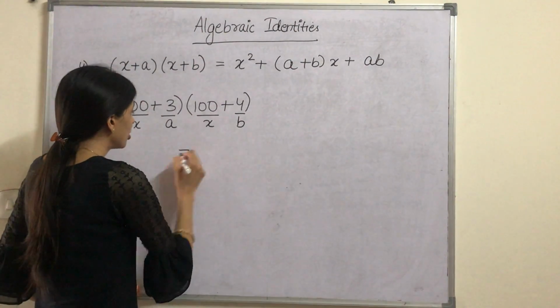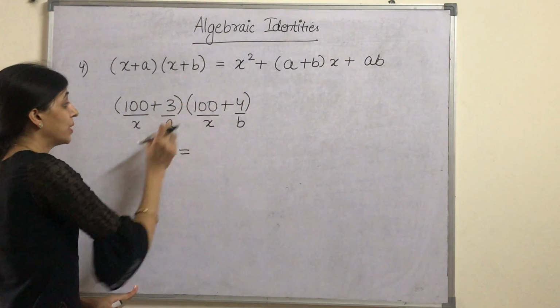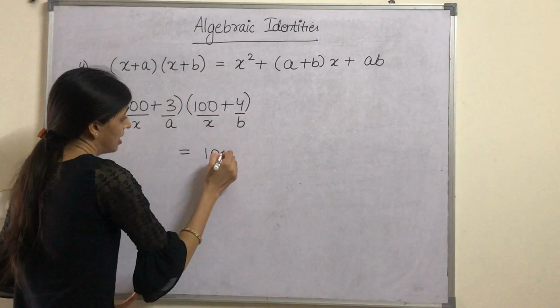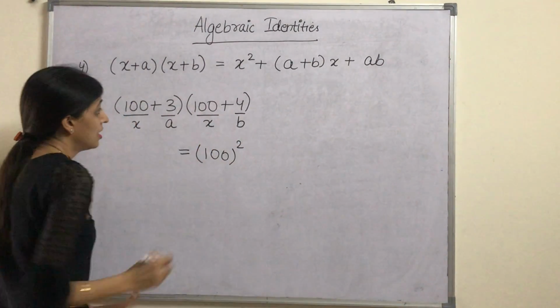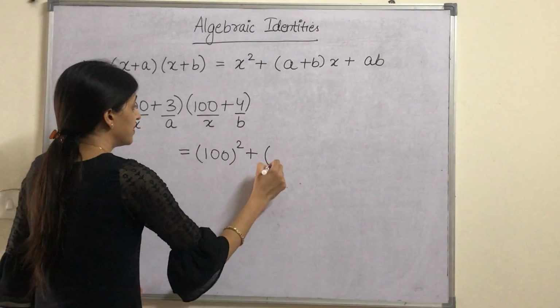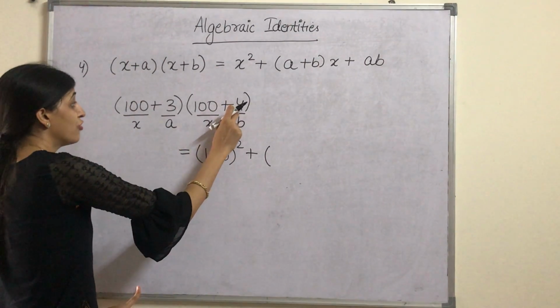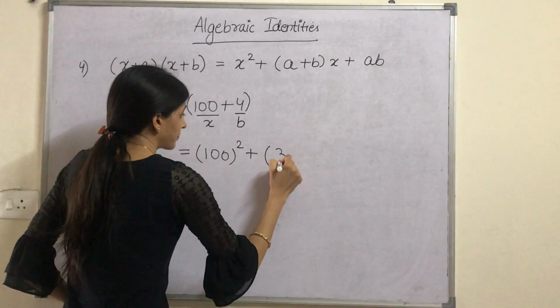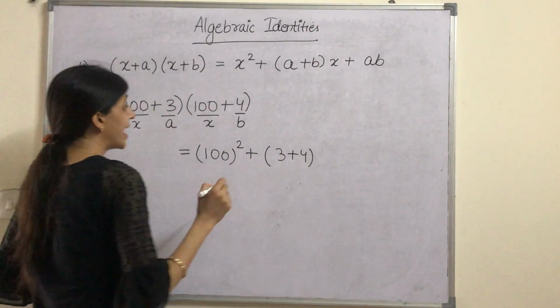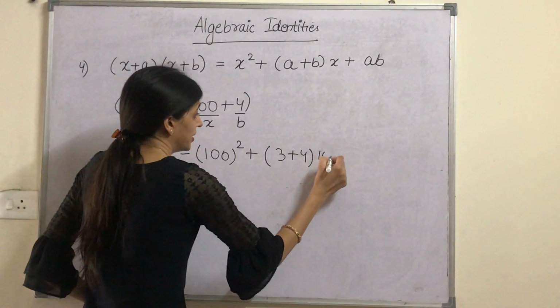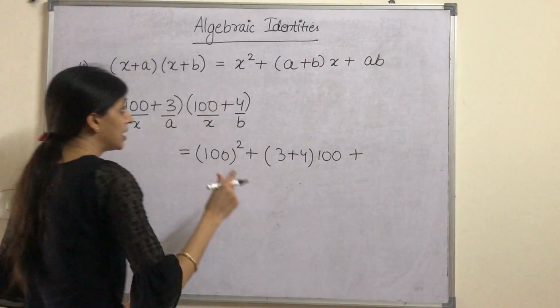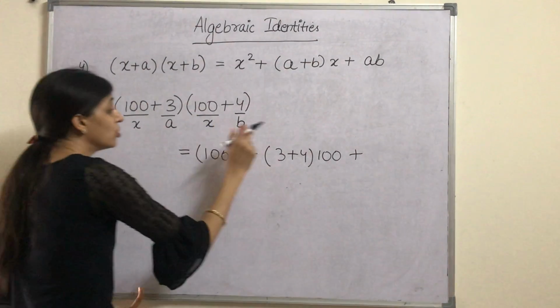So what will be the solution? X square. What is X? 100. 100 square plus (A plus B)X. What is A plus B? 4 plus 3, into X. What is X? 100, plus AB. What is AB? 3 into 4.